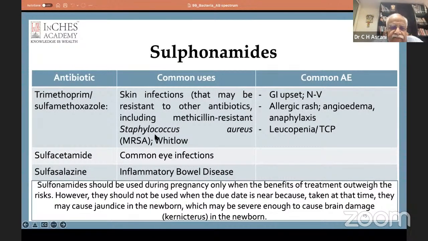A caution: sulfonamide should be used during pregnancy only when the benefit of treatment outweighs the risk. However, they should not be used when the due date is near, because taken at that time, they may cause jaundice in the newborn. It may be severe enough to cause brain damage called kernicterus. The brain becomes yellow in color in the newborn.